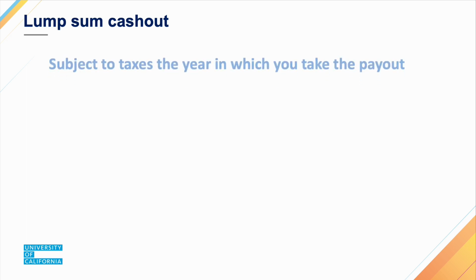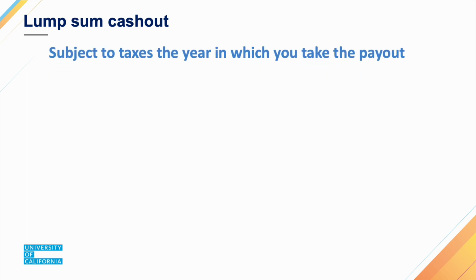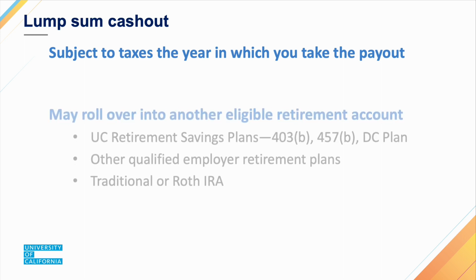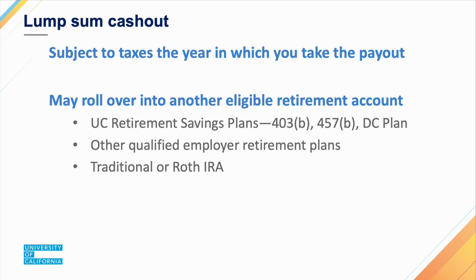Now, the lump sum cash out is subject to federal and state taxes in the year in which you receive it. You may, however, defer taxes until you receive distributions by rolling it into another qualifying plan, such as the UC retirement savings plans, which is the 403B, 457, or DC plan, or to another employer plan or qualified IRA if they'll accept it. The amount for rollover may also be limited by Internal Revenue Code 415, and a rollover to a Roth is also available through this provision. However, it still would create a taxable event.